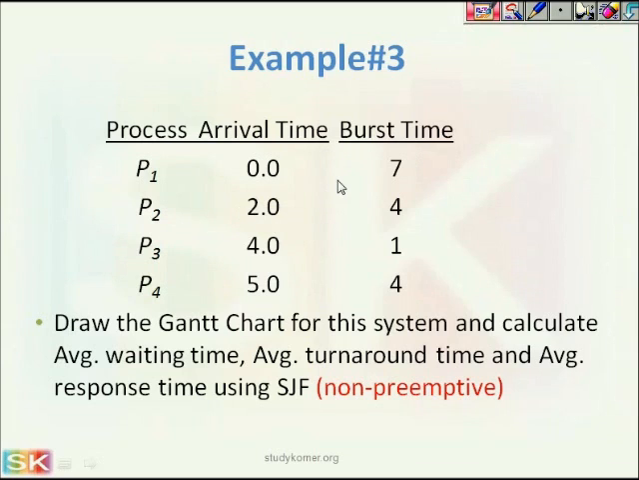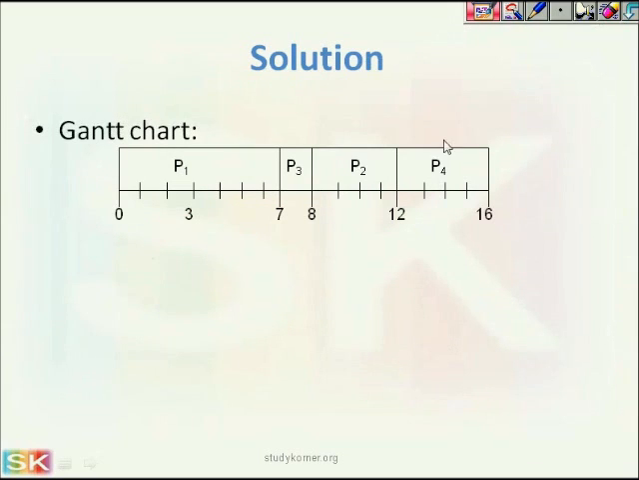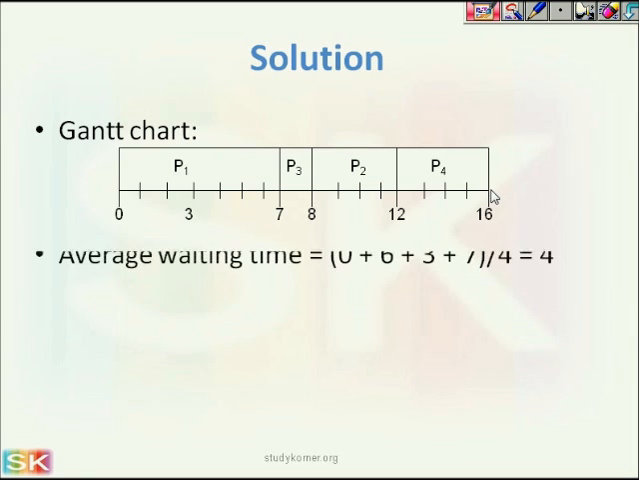The one which arrived first will be executed first. So hence P2 will be executed first at 8, its burst time is 4 seconds, so it will complete its execution at 12 seconds, and then P4 will be executed after 12 seconds and it will finish at the 16th second. So this is the Gantt chart of this given system.